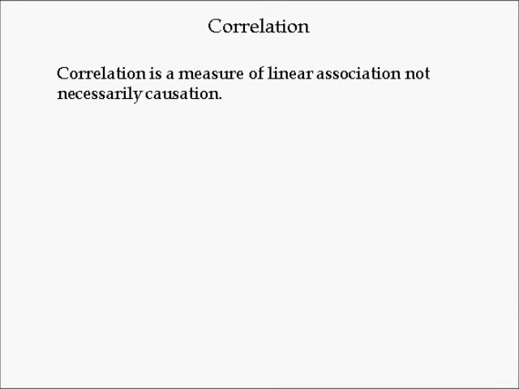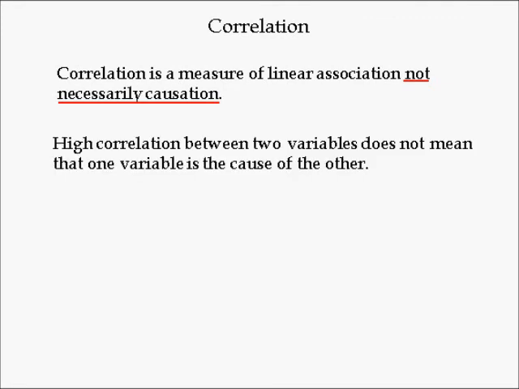The covariance is difficult to interpret because its units are odd. Recall the units of the sample covariance in the Reed Auto Sales example. They were ad cars. What the heck is an ad car? The correlation fixes this issue. The correlation is a measure of the linear association, not necessarily causation. High correlation between two variables does not mean that one variable is the cause of the other.